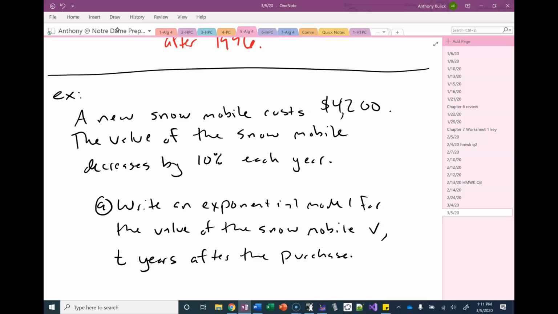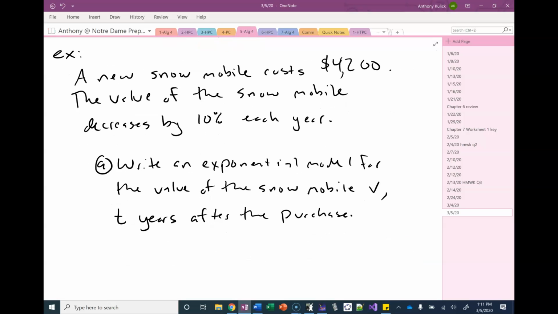So in this problem, we have that a new snowmobile costs $4,200, and the value of the snowmobile decreases by 10% each year. The first thing we want to do is write an exponential model for the value of the snowmobile, V, t years after the purchase. So, which model should I be using for this situation? Is this about bank accounts? No. So we'll use the general exponential model.